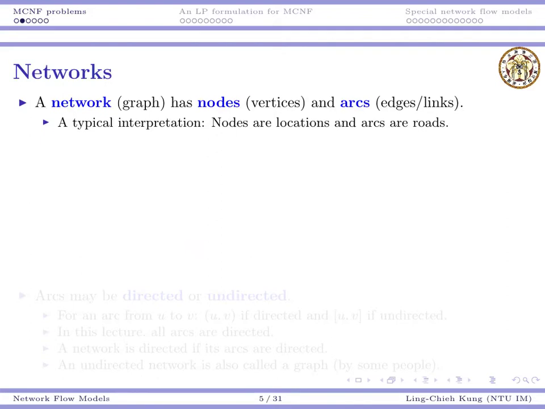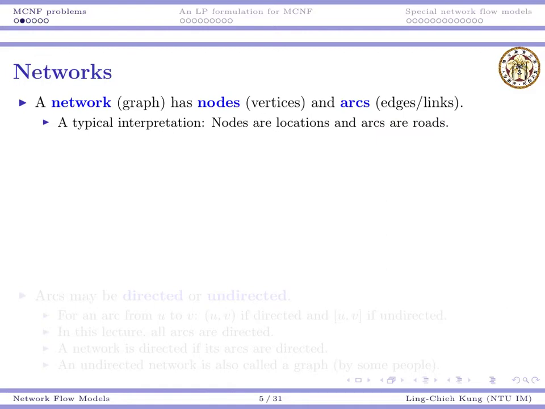So before we really introduce the MCNF problem, we need to first help you to review or preview some terminology about networks. This is part of the graph theory. Probably you learned in discrete mathematics or some related course. But anyway, if you haven't, let's start here. We say a network or a graph is a collection of nodes and arcs. Sometimes nodes are also called vertices, and arcs are called edges or links. Okay? A typical interpretation is that nodes are locations and arcs are roads.